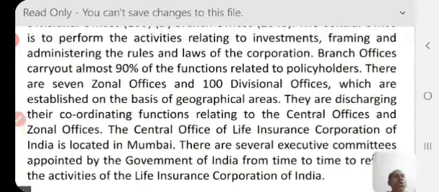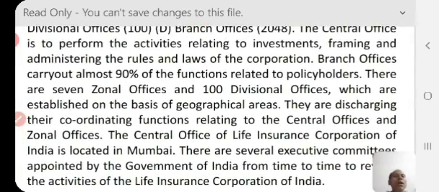So the zonal and the divisional offices are the mediators. They coordinate the branch offices and give the information and the developmental ideas to the central office.